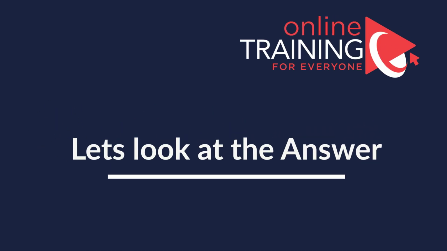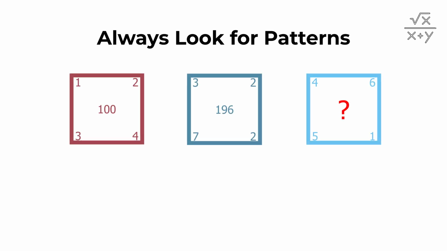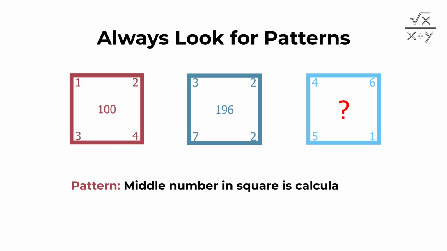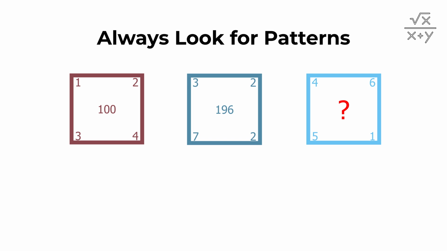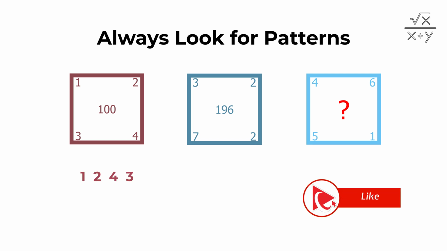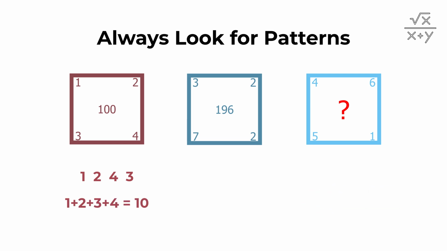As usual, to solve any challenge, my advice to you is always look for patterns. And the pattern here is that the middle number inside the square is calculated as the square of the sum of the smaller numbers in the corners. Let me explain. Let's take the brown square. We have numbers in the corners 1, 2, 4, and 3. The sum of 1, 2, 3, and 4 is 10, and 10 squared is 100, and this is how 100 was calculated.